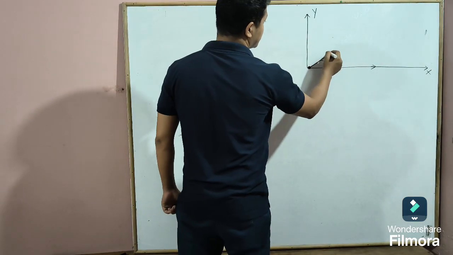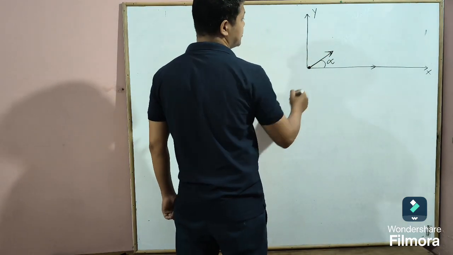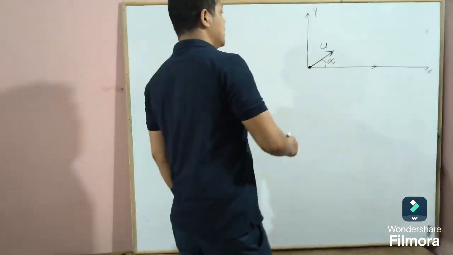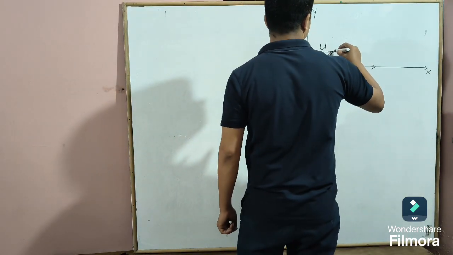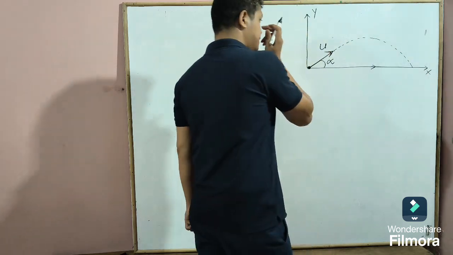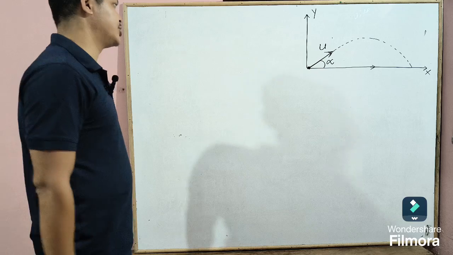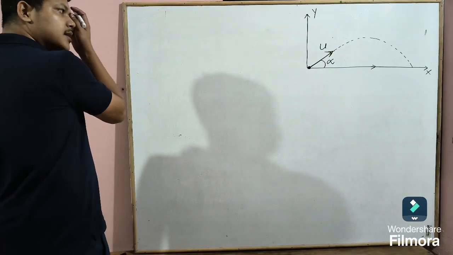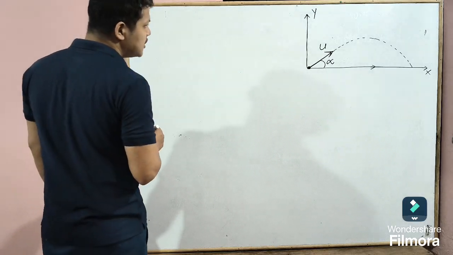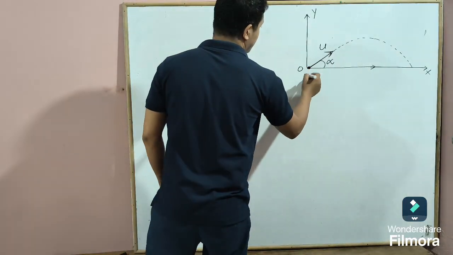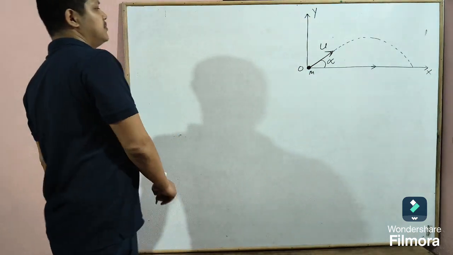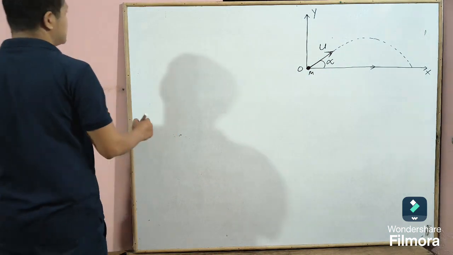It is projected with initial velocity u, and its motion should be like this, this way. It is two-dimensional motion. So now here, this is the origin, and the mass of this particle is m.